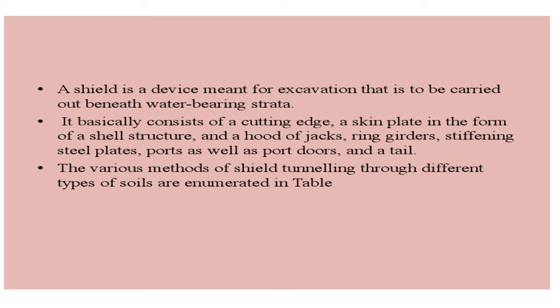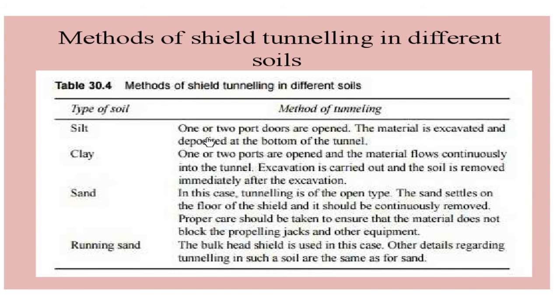Depending upon the soil, various methods of shield tunneling are adopted for different types of soil. So we'll see in which soils this is adopted. One or two port doors are opened, the material is excavated, and then it is deposited at the bottom of the tunnel. If it is clay, again one or two ports can be opened, then the material is continuously filled into the portion, excavation is carried out and soil is removed immediately after the excavation.